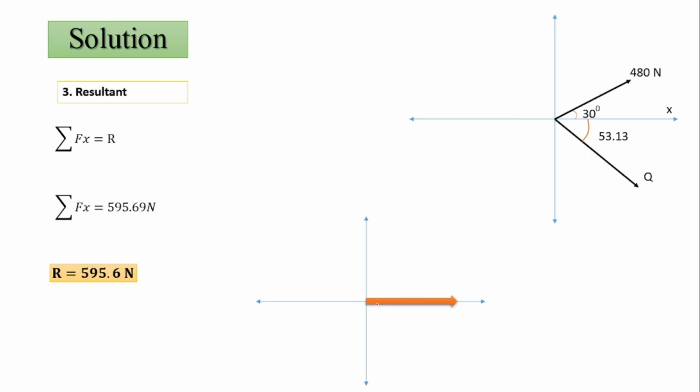So we can show it. Resultant is located towards the right side and its value is equal to 599.69. If its value comes out to be minus 599.69, it means it is towards the left side. In this way we can easily identify the magnitude and the direction of the resultant by following these simple steps.